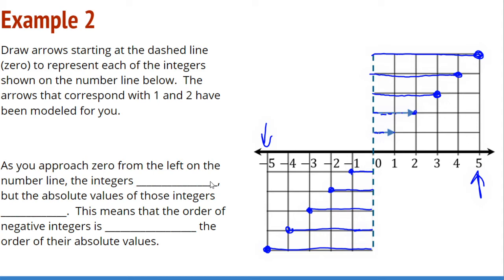Which of our integers that's not 0 has the shortest lines? Well, the shortest lines are 1 and -1. They're the closest to 0. They're also the same distance from 0. They both have the same absolute value. Did we draw an arrow for 0? Nope, because 0 is right on top of 0.